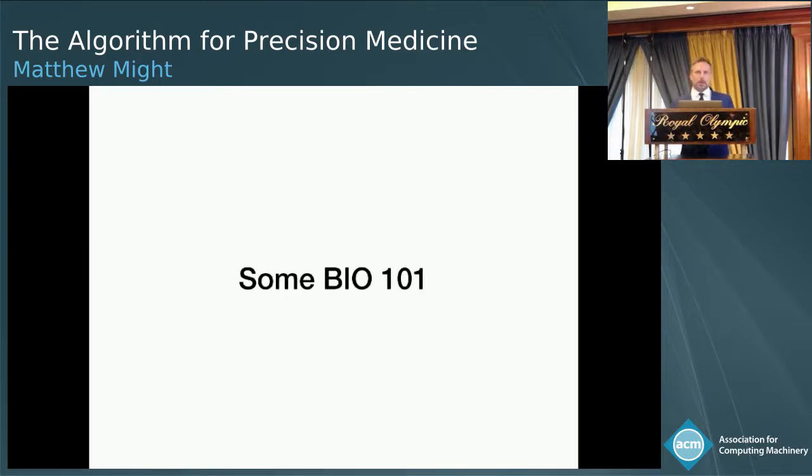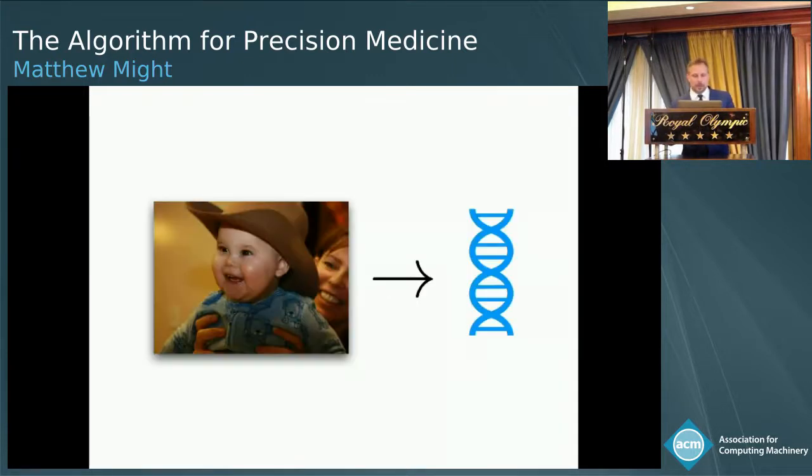So now I'll give you a little bit of biology 101 to talk about how we actually go about doing things like precision medicine. So I knew early on, again about a year and a half in, that we had to look in Bertrand's genome to find the answer to this. But what does that really even entail?